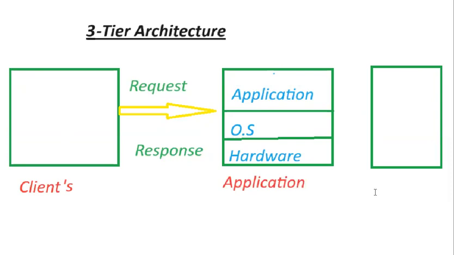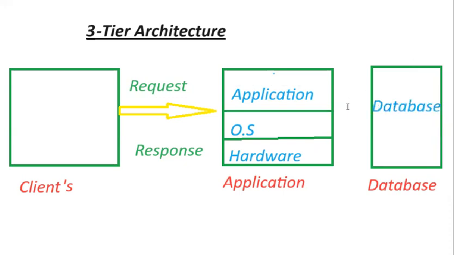And coming to this layer, this contains the database. That's why we call this layer the database layer. So what does this third layer consist of? Database. This third layer consists of the database, so that's why we call this layer the database layer.